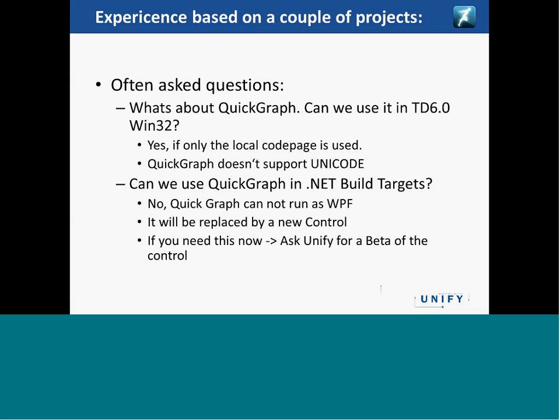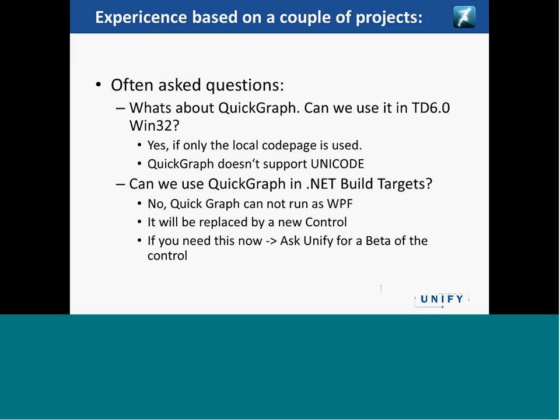Last question, what's about graph? Can we use Quick Graph in Team Developer 6 Win32? Yes. You are using only the local code page. So dealing natively with Unicode, that means data which should be displayed on this graph control and so on comes from the Unicode database, from NCHAR fields and NVARCHAR fields. Then you have question marks. Because Quick Graph doesn't support Unicode.